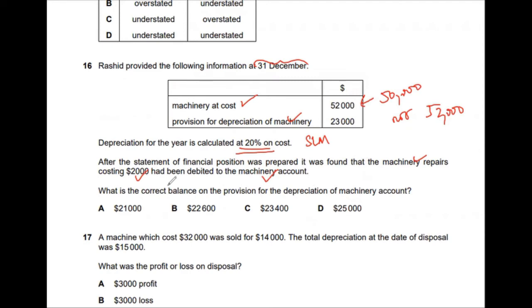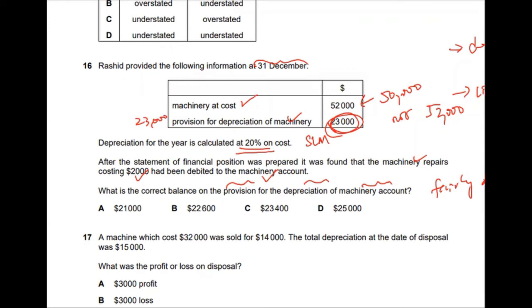What this statement is trying to say: what is the correct balance on the provision for depreciation of machinery account? Now, this question is fairly difficult, because you don't know a few things. You don't know the depreciation policy. They haven't mentioned it, so it's hard to assume. Depreciation policy is missing, and the life of asset is missing. So you don't really know how to calculate the 23,000, but it's not that difficult at the same time.